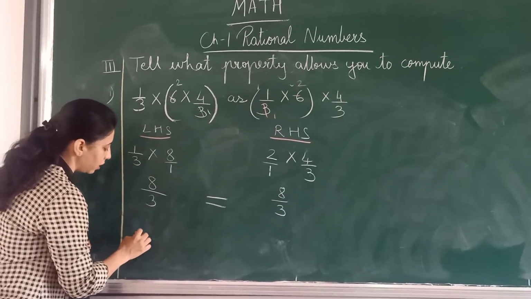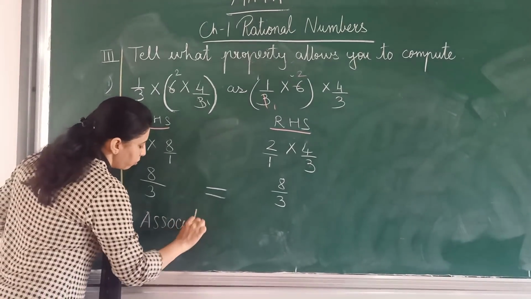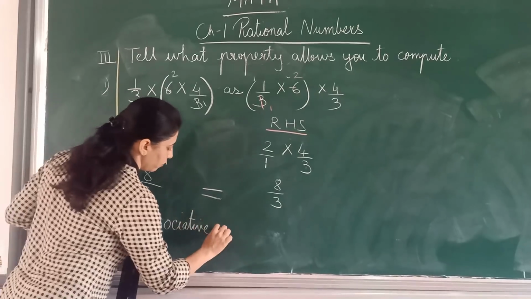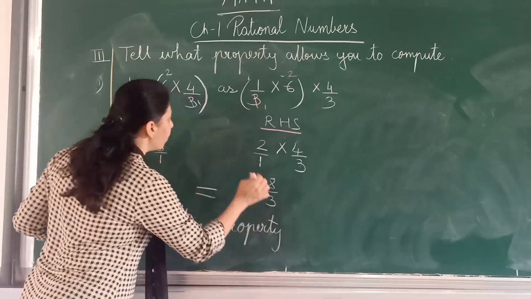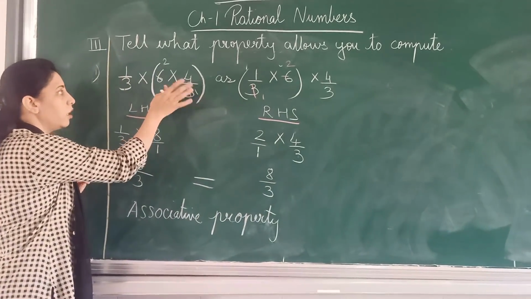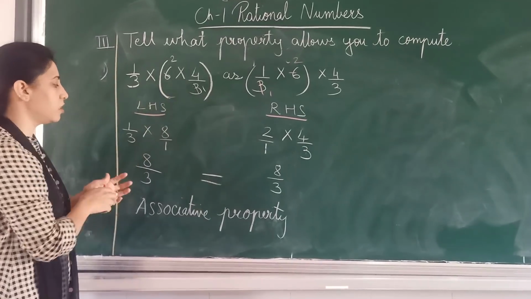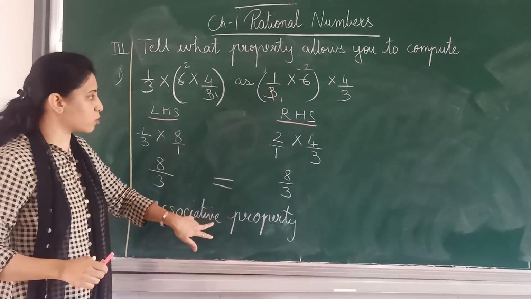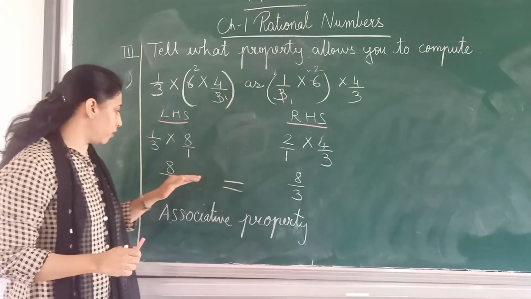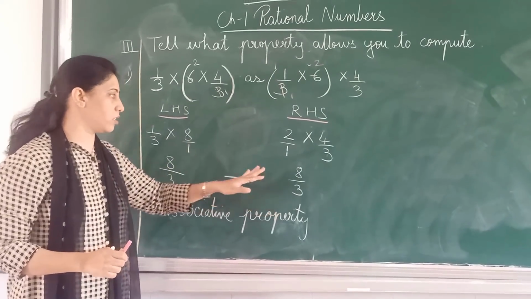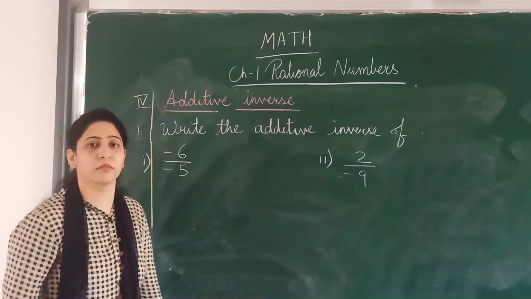So which property is it? This property is called associative property. You have to identify, what is the question actually? You have to identify which property. The sum is already given, so the brackets are changed. So it is a property called associative property, and we have proved it also. If we get LHS equal to RHS, this property is called associative property.